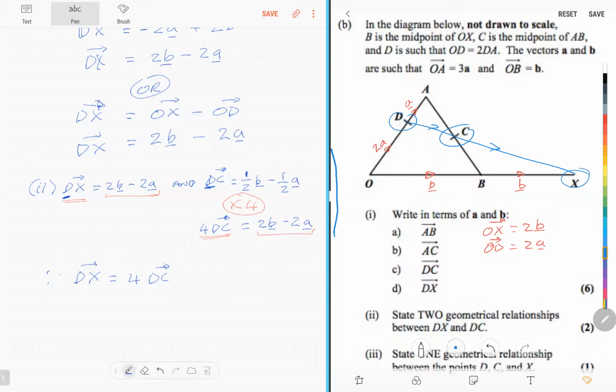So it must state two geometric relationships between the two lines. That's what we're doing for part 2. So the first geometric relationship is that dx is parallel to dc. That's one. The second one is in relation to the length, how long one is more than the next. You can see it on the diagram. dx is 4 times the length of dc.